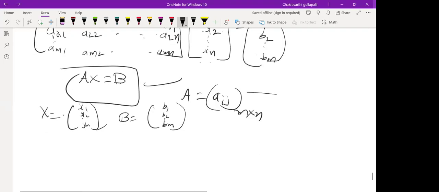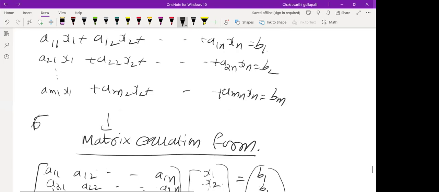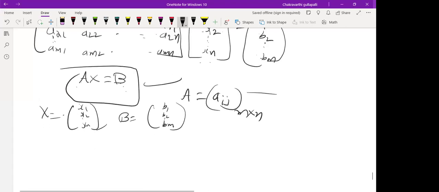So if we can get a set of values x1 to xn which will satisfy this equation, then automatically all the equations will be satisfied, because each equation is nothing but a row inside this. So if x satisfies Ax equal to b, automatically that x will satisfy each and every equation. That is what is called a solution. What is meant by solution? It is the set of values which satisfies this matrix equation, or in turn, each and every equation of the system.